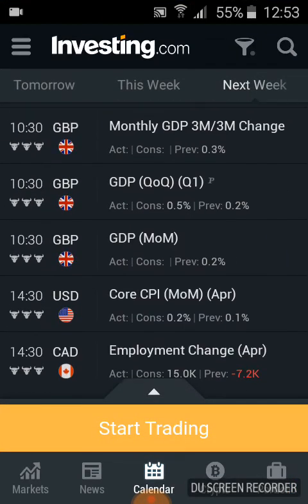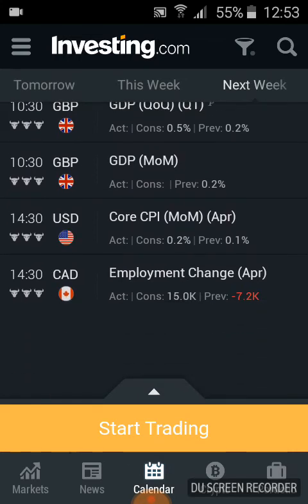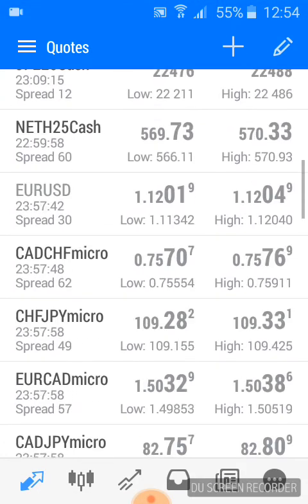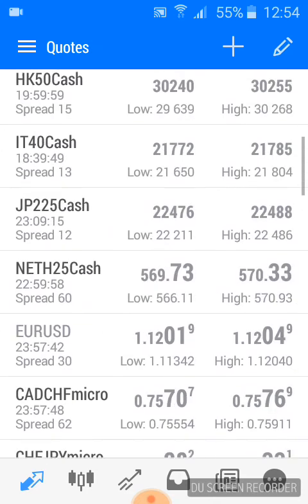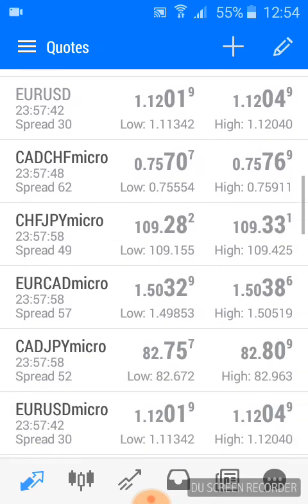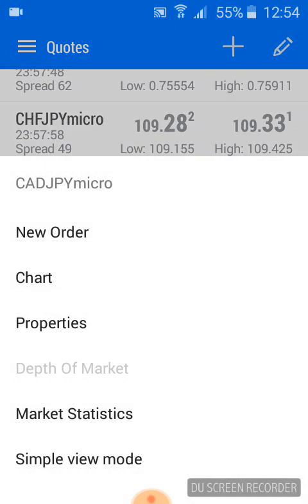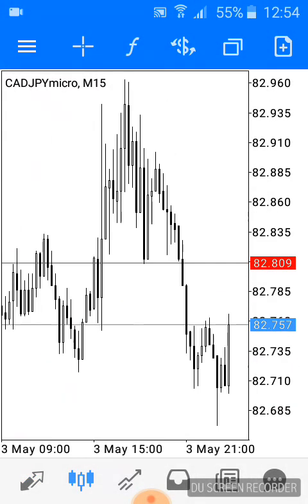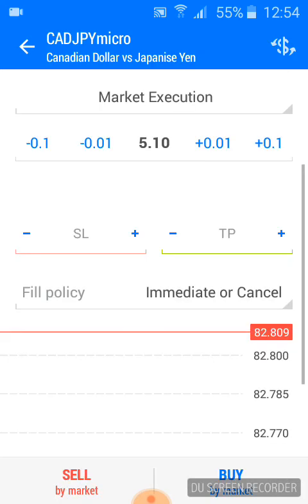Then employment change also on Friday. Employment change at 2:15. You go to any pair that involves CAD, JPY. So it's an employment change. What do you do? It's 300 points.